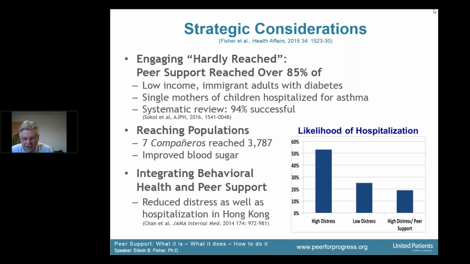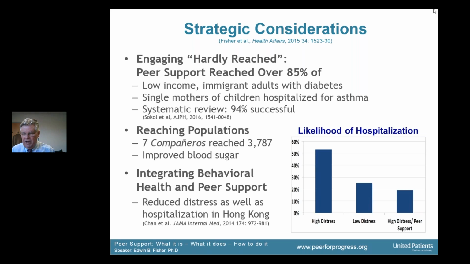In a project in Hong Kong, about 20% of the patients were scored high on measures of distress at the start of the project. This was a project for diabetes, but about 20% were really experiencing appreciable psychological distress. For those who were randomized to the peer support condition, that 20% showed real improvements in their distress relative to those in the control condition.